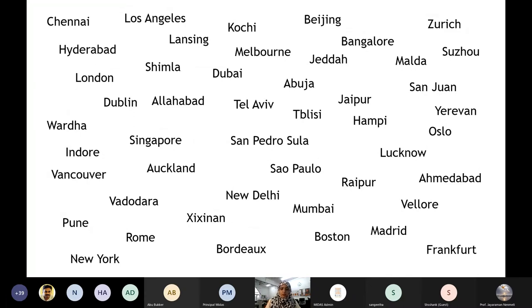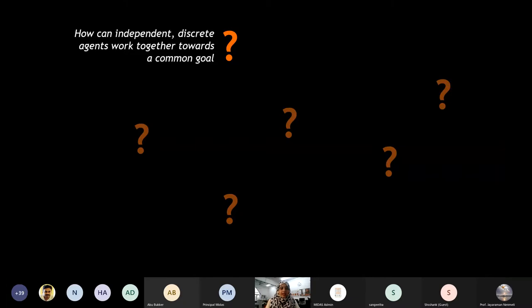So at DesignAware, we've been working internationally, and we've been working remotely for a very long time now. But not everyone in the rest of the world was really open to making international connections with people that were not physically connected to them. So we were able to work across all of these different cities. And that brings us to the question, how can independent, discrete agents work together towards a common goal?